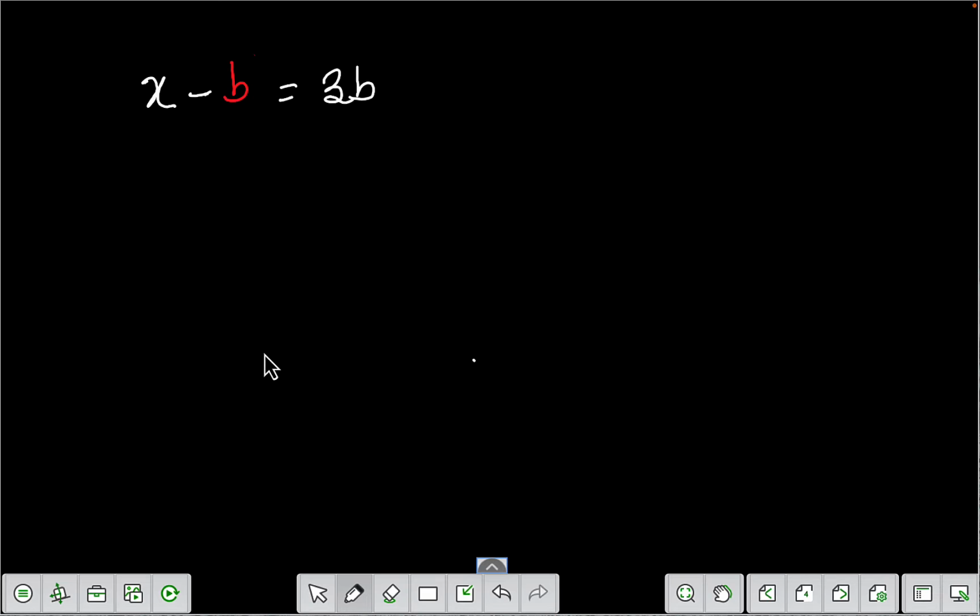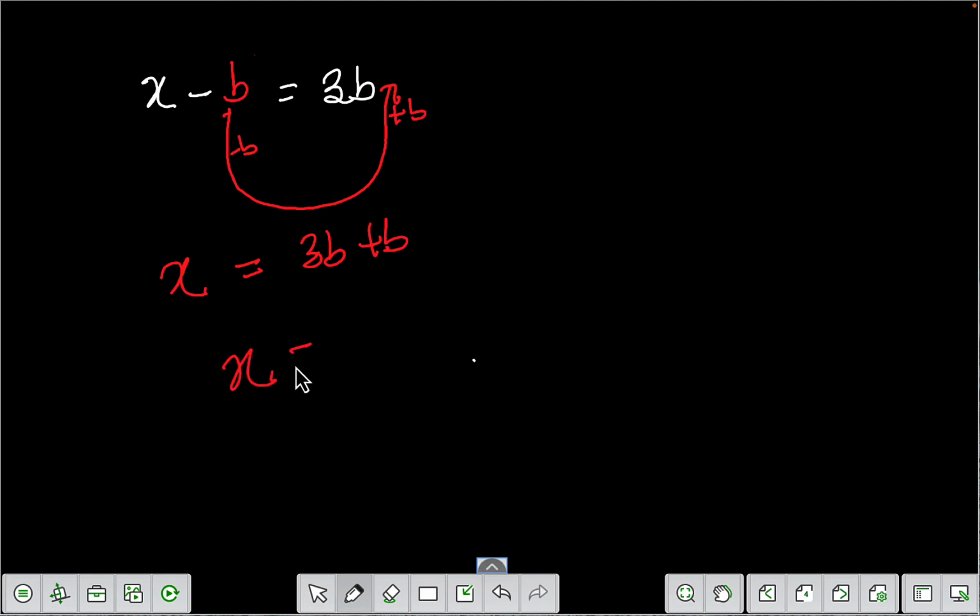Okay, so you treat the literals as numbers. So if we had, let's say, 5 here, and this is a constant, they are of the same like terms, they are of the same literal. So b here and 3b are like terms, so you just move this from the left side of equality to the right side of equality. So instead of negative b, it becomes positive b. So here we're going to have x equals 3b plus b, and x will therefore be equal to 4b. You understand? So treat the literals as numbers.